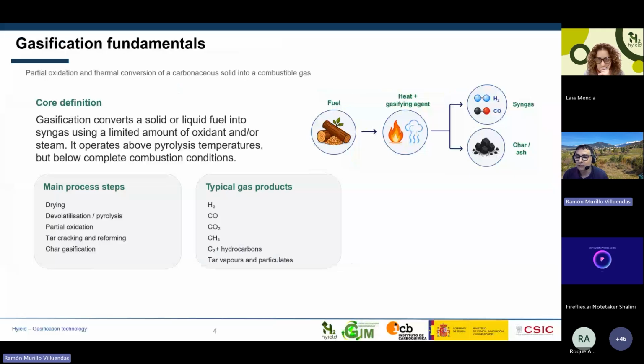Therefore, gasification should not be seen as a single reaction, but a sequence of coupled thermal, heterogeneous, and gas phase processes.